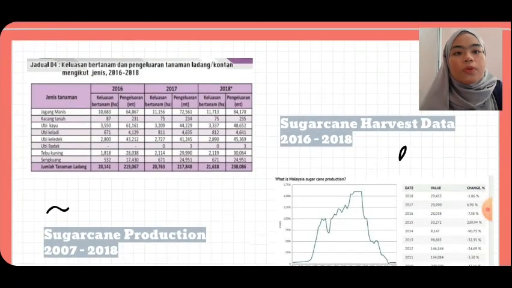As we can see here, we have two diagrams. The first one shows the sugarcane harvest data from 2016 to 2018. We can see that sugarcane production for each year is increasing. The next one is the diagram of sugarcane production growth from 2007 to 2018. We can see that in 2010, the production of sugarcane was the highest.